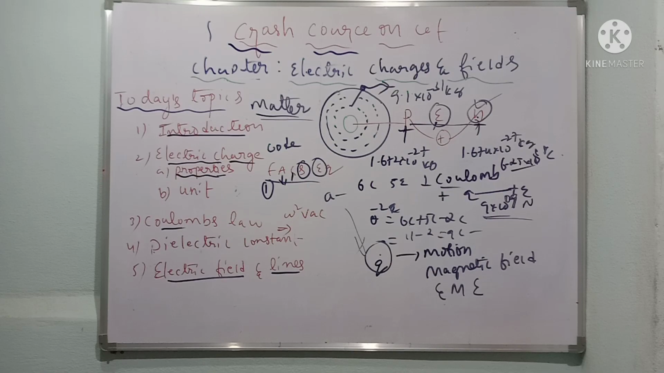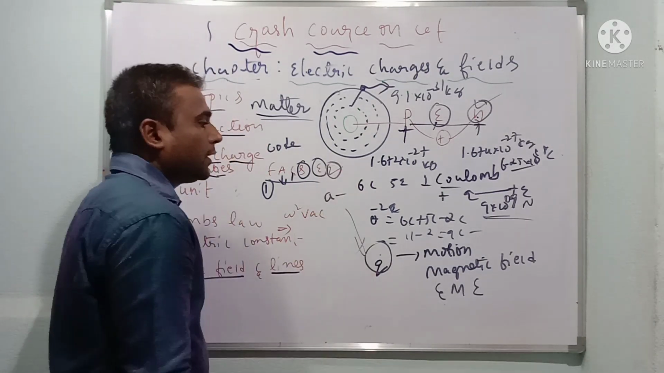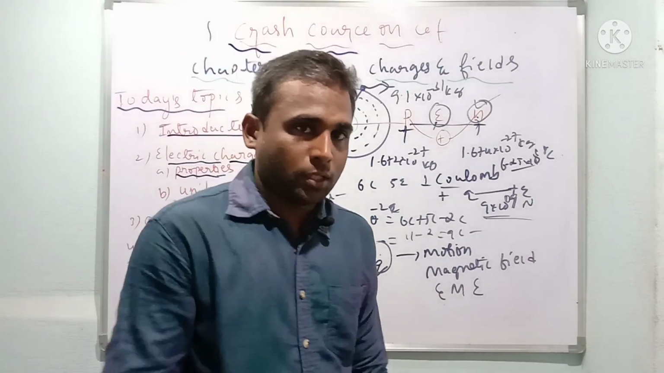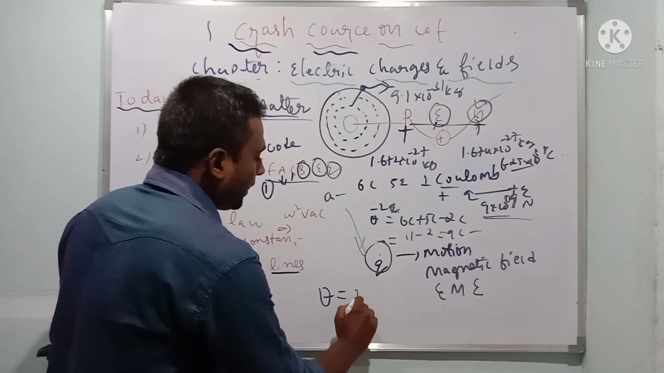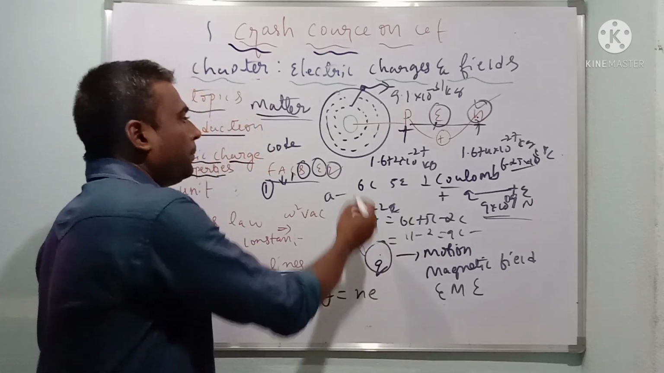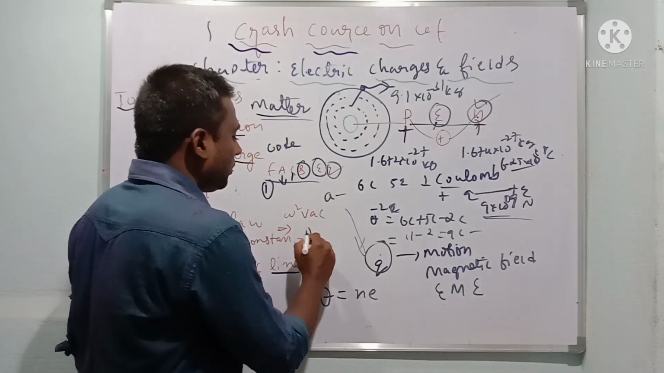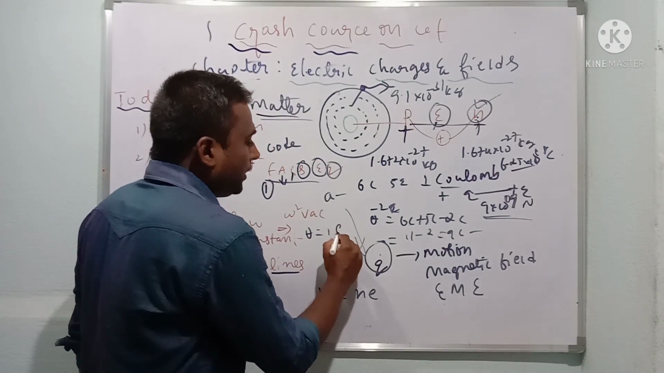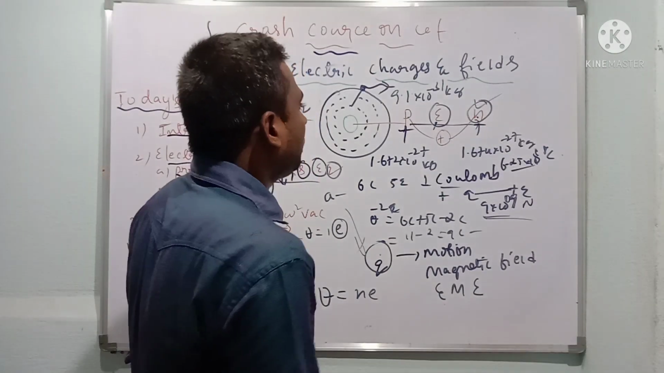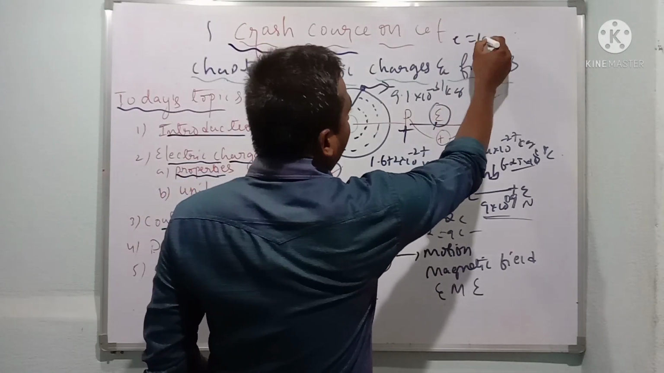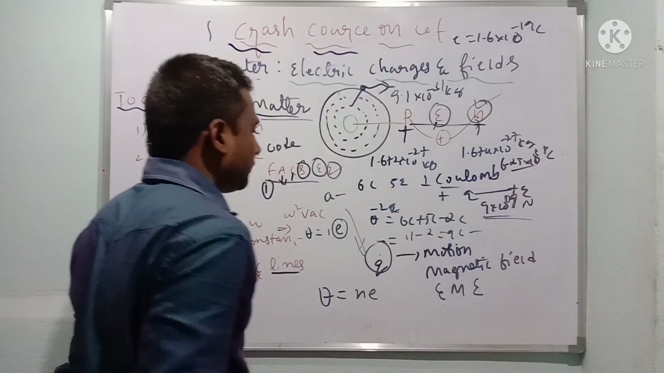So now after this, we come to the last but not least, Q, that is quantization of charge. So what is the meaning of quantization? Q is equal to N into E. It means, suppose if I remove an electron from the atom, then total charge is equal to 1 into E. What is E? Electronic charge. And that is equal to what, children? 1.6 into 10 to the power of minus 19 Coulomb.